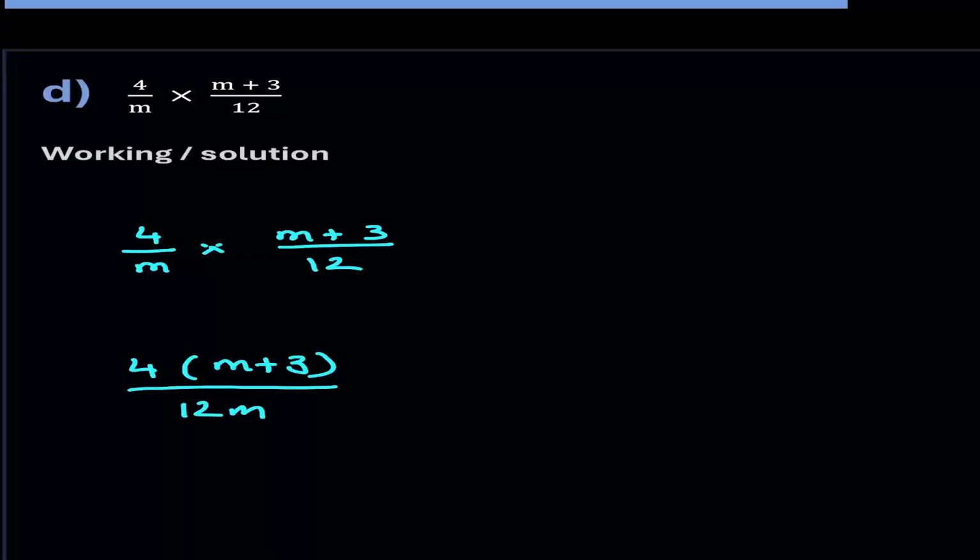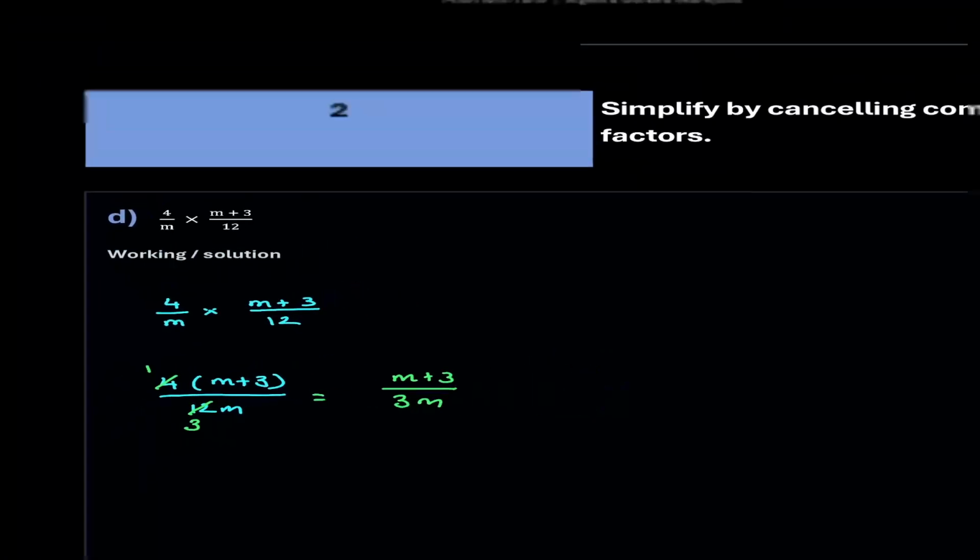And then, instead of expanding the brackets, we can simplify, because 4 goes into both of these, once into that, and 3 times into that. So my numerator is just m plus 3, and my denominator is 3m. And that's as far as we can go. So that's your final answer. Nice.